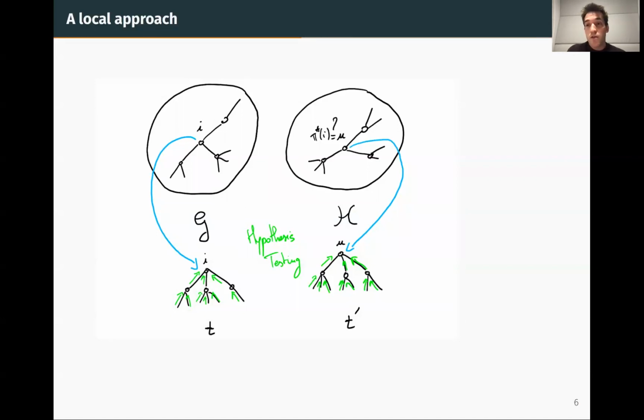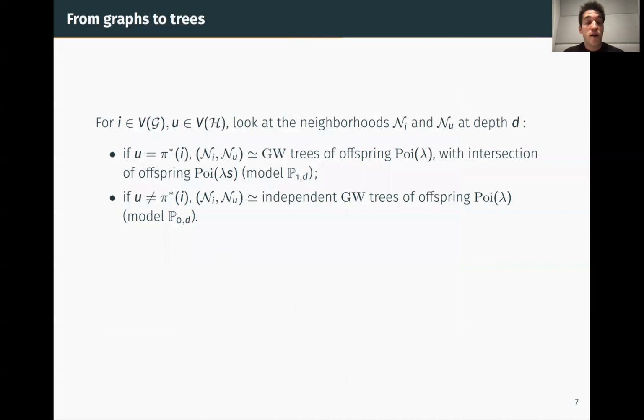And what are the two hypotheses? If you look at the neighborhoods of I and U at some depth D, if U and I are actually matched, we end up with two correlated Galton-Watson trees of offspring Poisson of lambda. The marginals are always Poisson of lambda, but when U and I are matched, we end up with a substantial intersection tree, which is another Galton-Watson tree of parameter Poisson of lambda S.